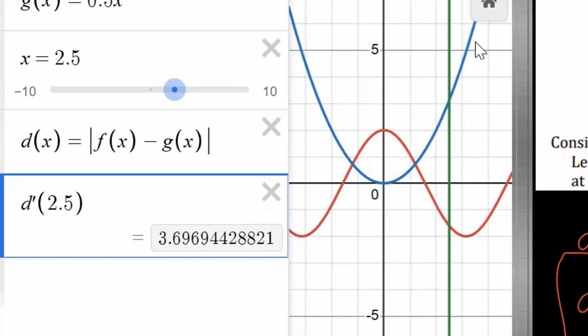Also, if we look at 2.5, this graph is decreasing, this graph is increasing. So the two graphs at that moment are getting further away from each other. So that means the rate of change of the distance between them is positive. So we know our answer is at least reasonable.